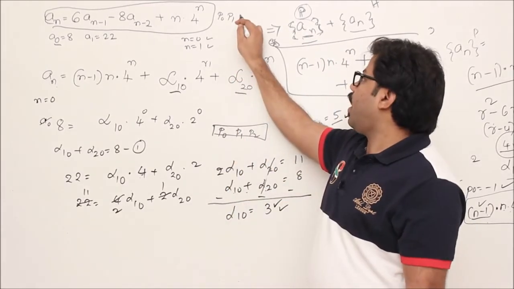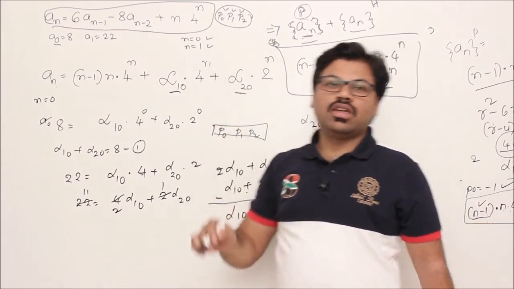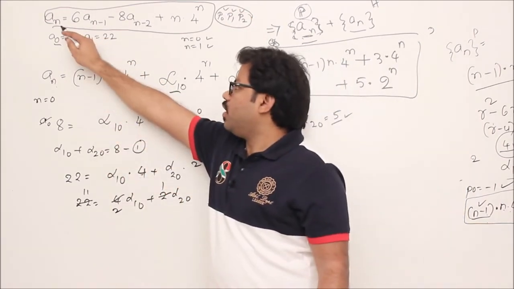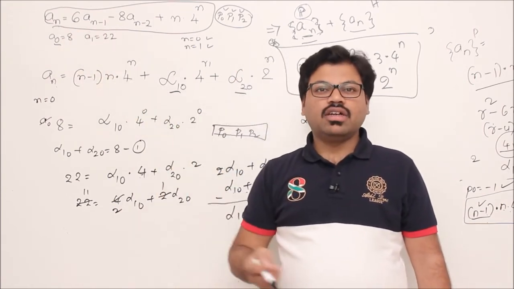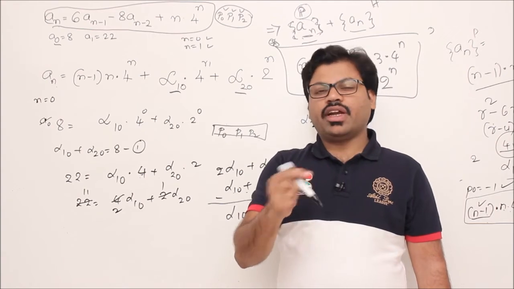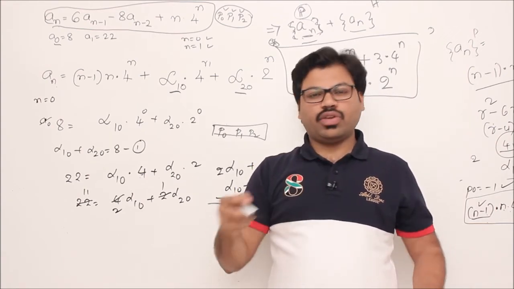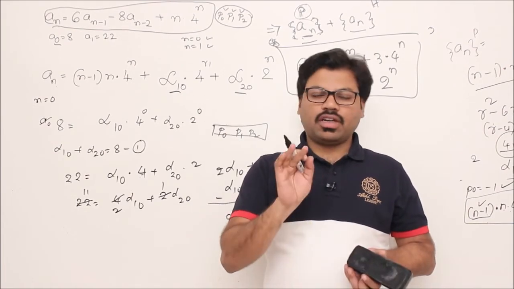Sir, what if I have three unknown variables in my particular solution? Then again, substitute that particular solution into the recurrence relation first. After that, substitute n equal to 0, you get an equation. Substitute n equal to 1, you get an equation. Substitute n equal to 2, you get an equation. Solve those three. In that way, finally you find the particular solution.